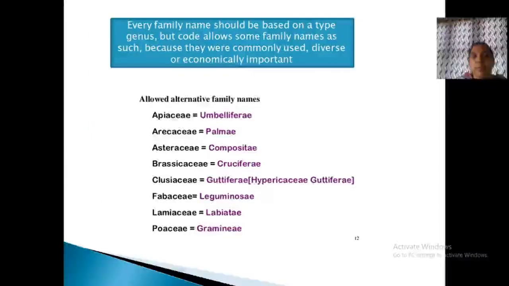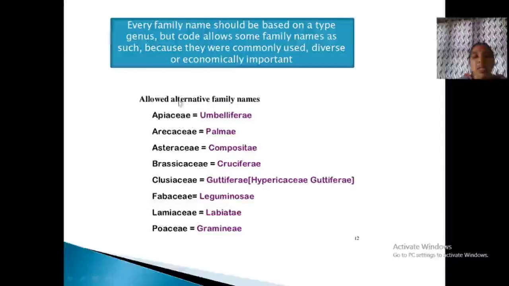Okay, next. Then the rule of priority has some very important points. Every family name should be based upon a type. Every family name should be based upon a type. We will study type; that is a special rule. Typification we will study, based upon a type genus. But the code allows some family names as such because they are widely used.